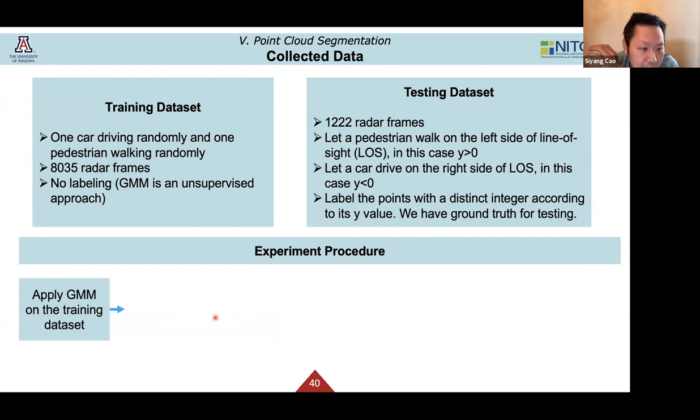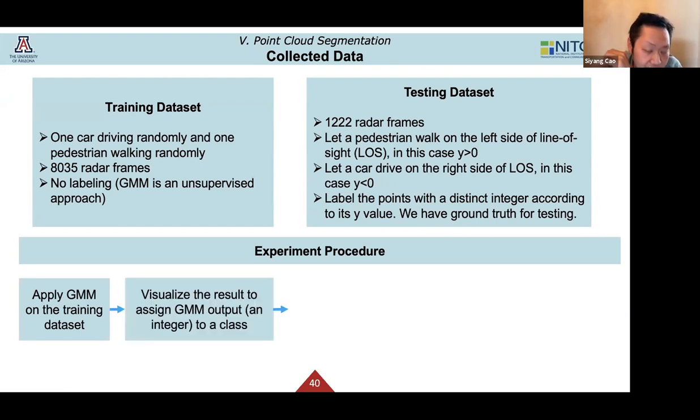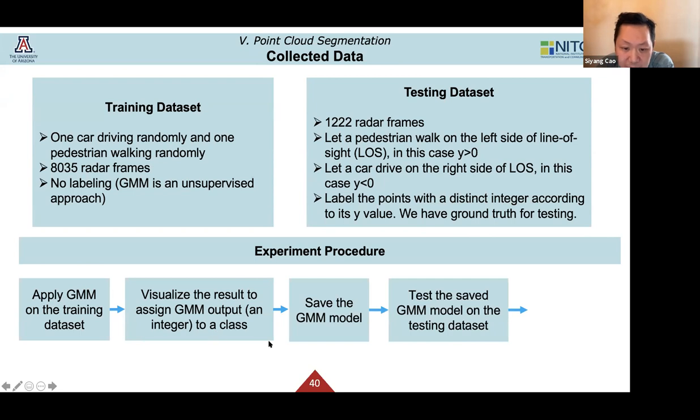The experiment procedure is that we first apply the Gaussian mixture model on the training data, so that we can generate the distribution. Then we save the Gaussian mixture model and apply it on the testing data. We want to see if it works well in separating the objects, and we compute the performance measurements.